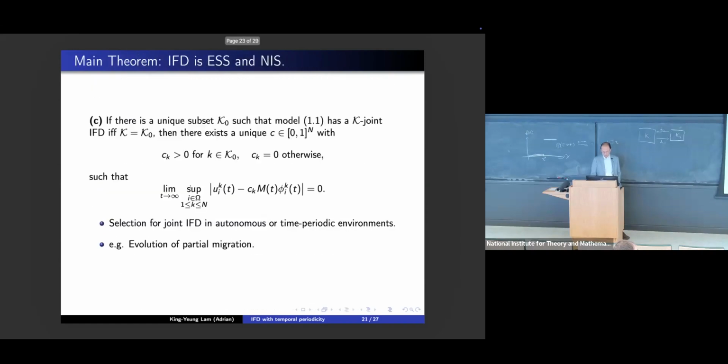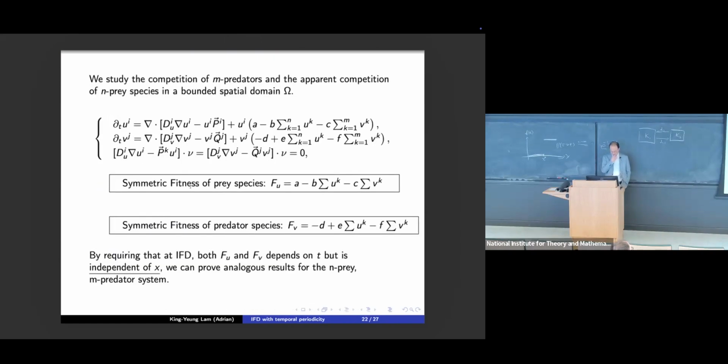So just to describe the result a little bit. In the setting we study, prey-predator in the PDE setting, the main assumption is that there are n prey species, k equal to 1 to n are the prey, and k equal to 1 to m are the predators. What we require in this setting is, again, a symmetry. We require the fitness among the prey to be symmetric, so neutral competition among the prey and neutral competition among the predators.